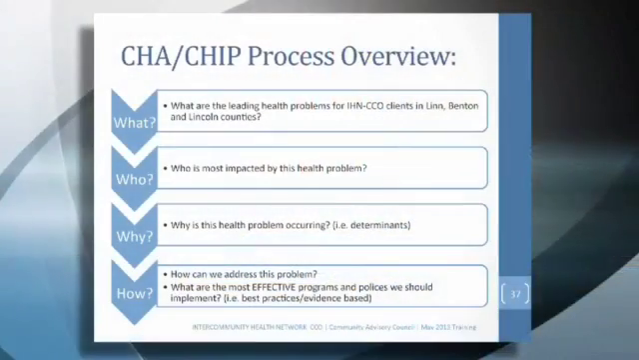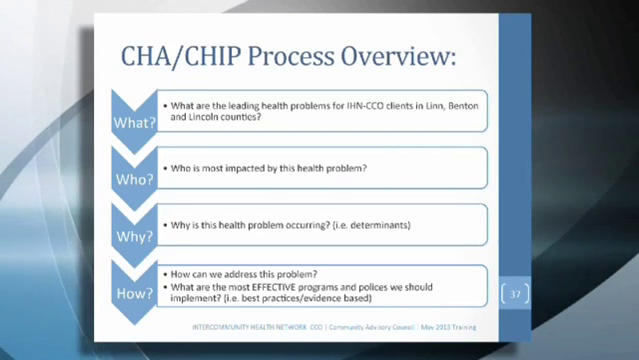And so just a reminder of the CHOT process. What you ask: what are the leading health problems? Who is most impacted? Why is this problem occurring? What are those determinants that influence that health issue? And then the CHIP is the how. How can we address this problem? And what are the most effective programs and policies we should implement?